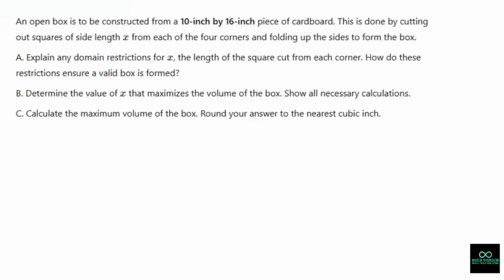All right, free response question number 5. We're almost home, kids. No calculator, that's all right. An open box is to be constructed from a 10-inch by 16-inch piece of cardboard. This is done by cutting out squares of side length x from each of the 4 corners and folding up the sides to form a box.